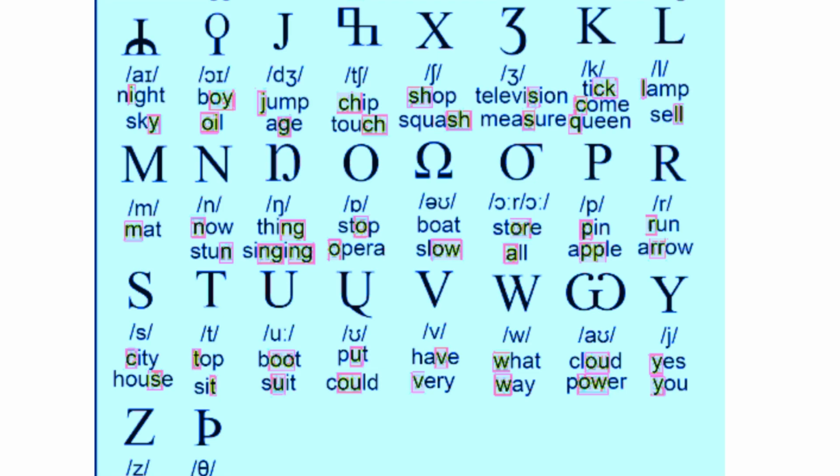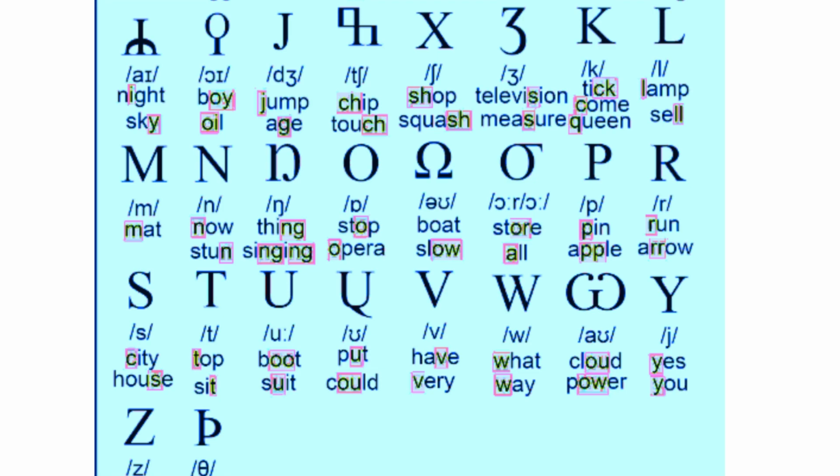Then K is K as in "tick" or "come" or "queen". Then L is L as in "lamp" or "cell". Then we have M as M. These are the easy ones. N is N. Then we have this N with an extra long pointed thingy, N like thing, "singing", the ing sound. Then we have O as in "stop", "opera". Then we have this other sound U as in "boat", "slow", O.